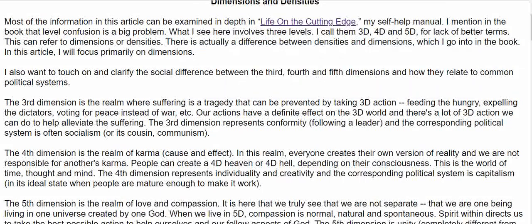Dimensions and densities, which is not the same thing. Dimensions may as well be a kind of matrix, like a programmed word or a degree of reality. Whereas, from my understanding, densities is your level of consciousness as well as understanding.